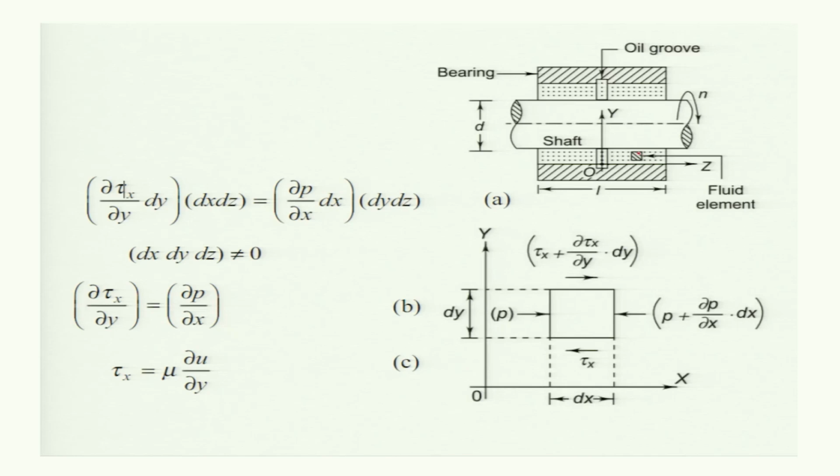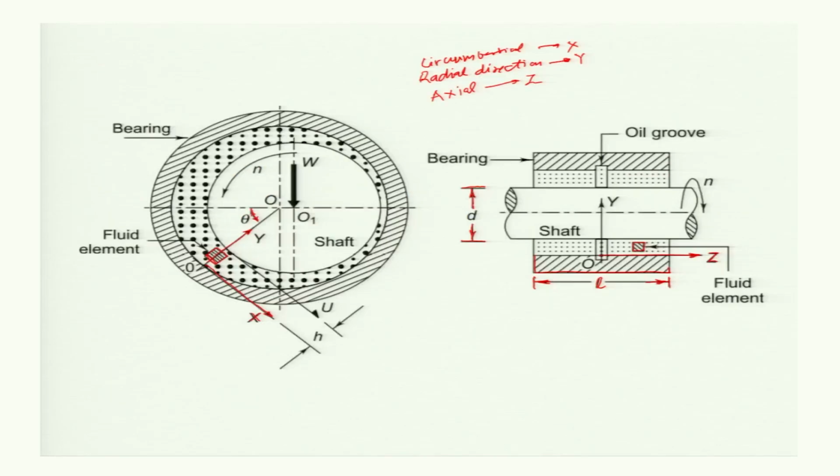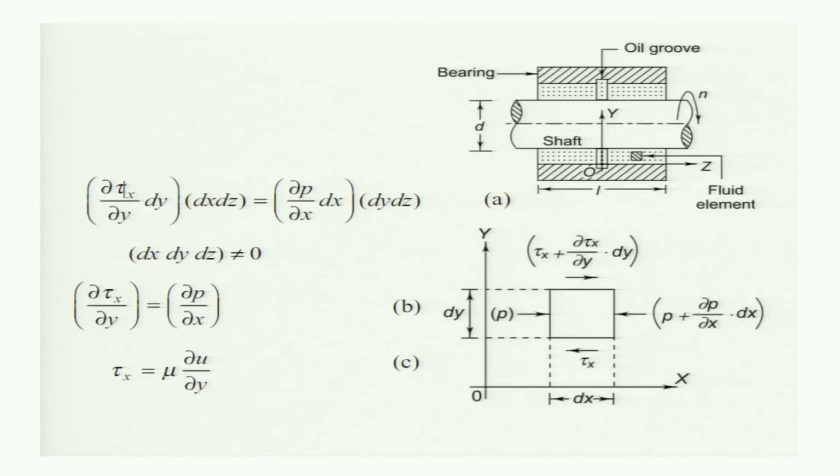Now, with this we have an infinitesimally small element here, and in the xy coordinate system, the xy plane is the plane of x and y. In this plane, we are drawing the fluid element and showing all the forces which are acting on this fluid element. That is shown here. This is the fluid element which was taken in the clearance space, and the coordinates are x and y. X is the circumferential direction, y is the radial direction.